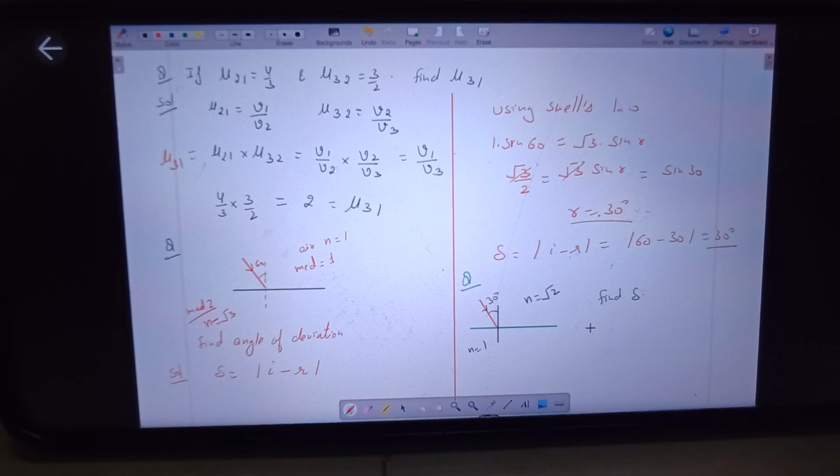Now, using Snell's law, we get root 2 into sine 30, which is 1 by 2, equals 1 into sine r. That means this will come out to be sine 45, giving us r equals 45 degrees. Now we can easily find delta, which is equal to the modulus of i minus r. Since here r is greater, we keep the value as 45 minus 30, so the answer will be 15 degrees. Okay? Question clear?